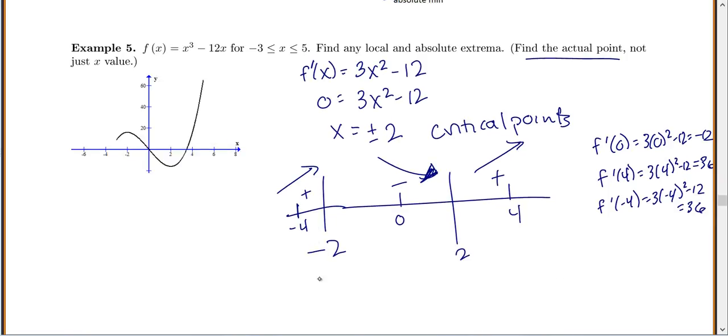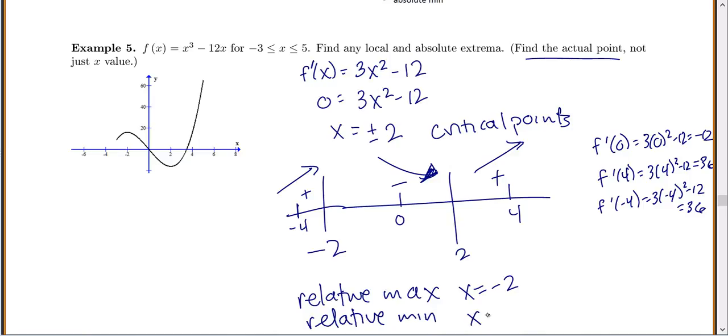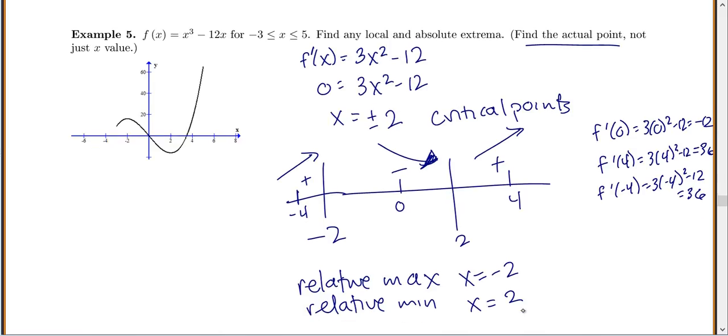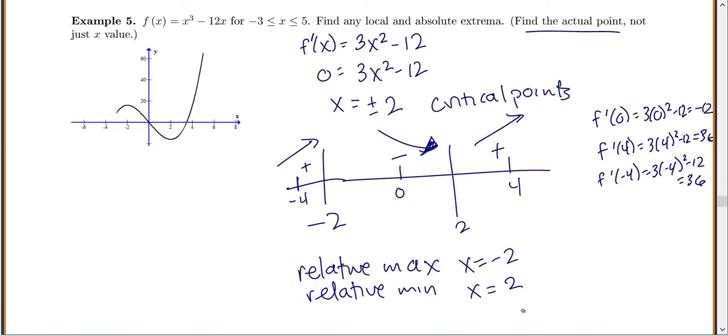Okay, looking at my picture here, we have what we would call a relative maximum, because we go up and then down at x equals negative 2, and a relative min at x equals 2, because we go down and then up. But where are our absolutes going to be?